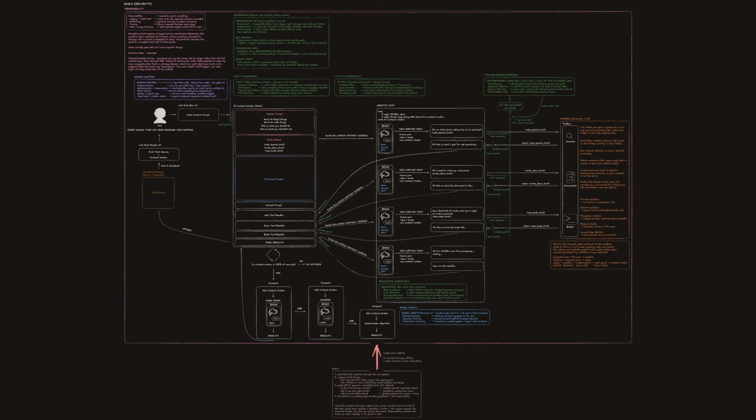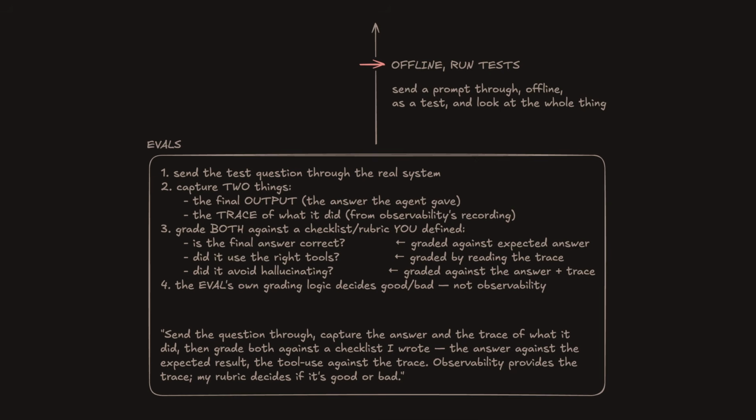The masterpiece is the harness. The eval is the scientist. It's offline. They run tests and look to evaluate the whole of the harness. They send test questions through the real system and capture two things: the final output, the answer the agent gave, and the trace of what it did from the observability's recording. Both are graded against a checklist or rubric that the scientist defines.